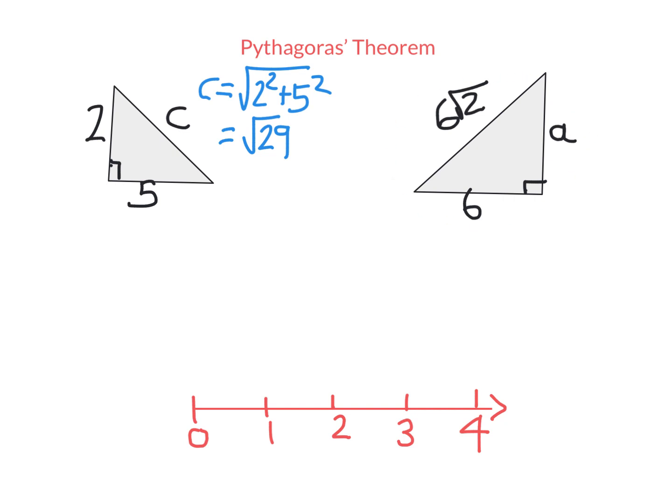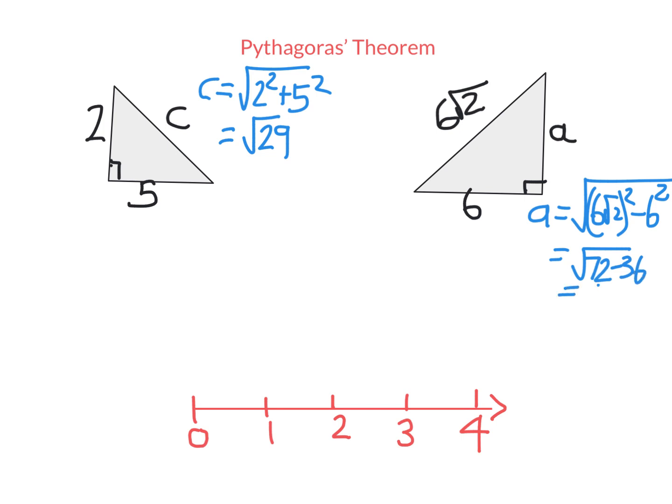All right, let's look at this question here. So this is 6 root 2, an irrational length. Let's find a. So we're going to use Pythagoras. When you're finding a shorter side, you minus. So it's going to be the square root of longer side squared minus the other shorter side squared. What is 6 root 2 squared? Well, 6 times 6 is 36. Root 2 squared is 2. 36 times 2 is 72. It's the square root of 72 minus 36, which is 6.